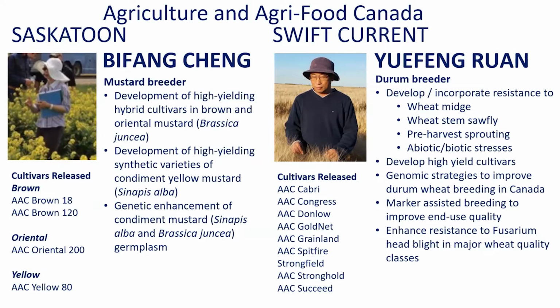Then from Swift Current, we have Yufeng Ruan. He's a durum breeder. So he's looking to develop and incorporate resistance to wheat midge, wheat stem sawfly, abiotic and biotic stresses, high-yielding cultivars, and some genomic strategies to improve breeding, marker-assisted breeding, and resistance to fusarium.